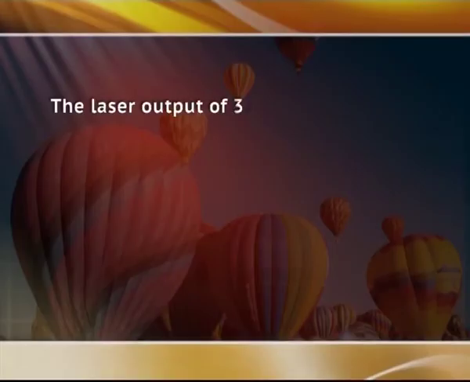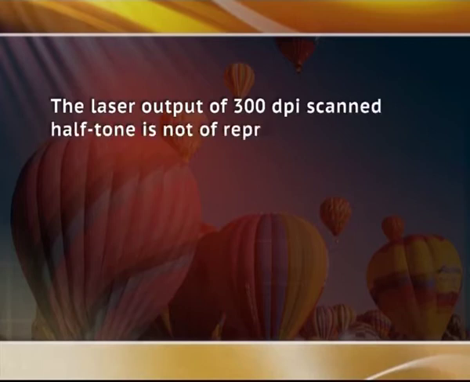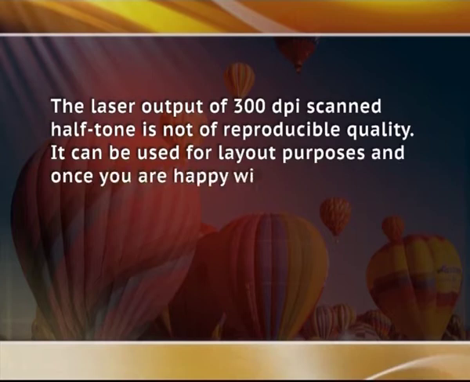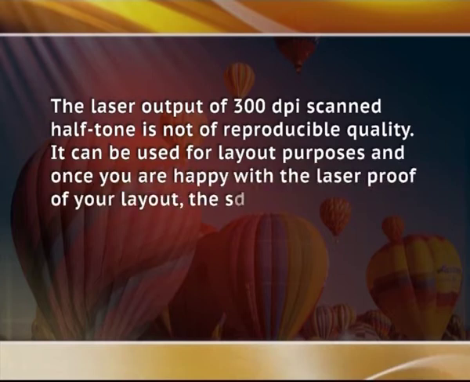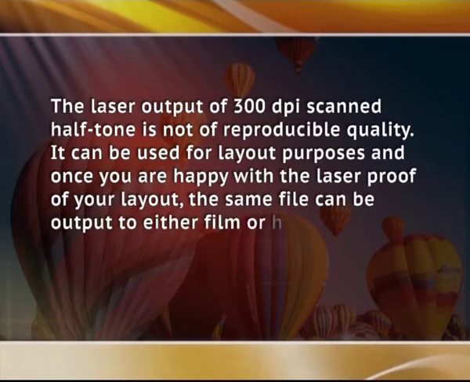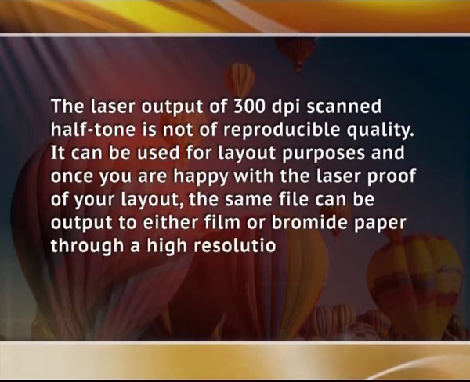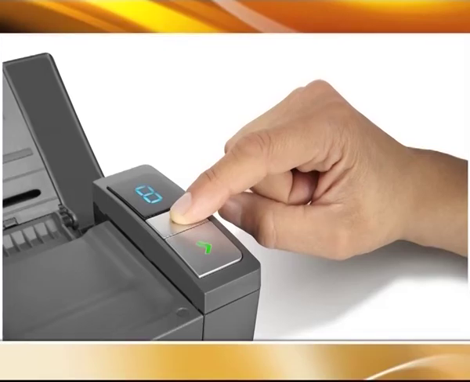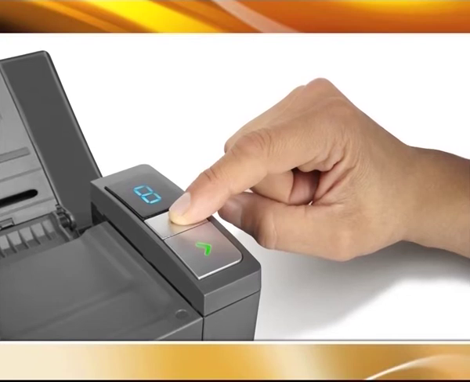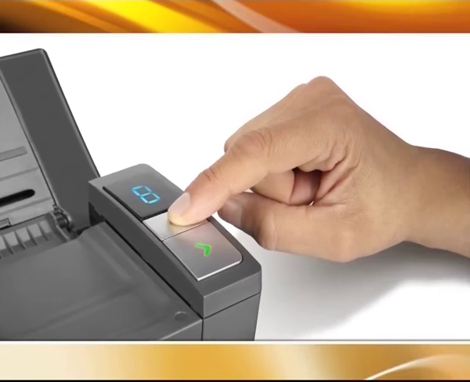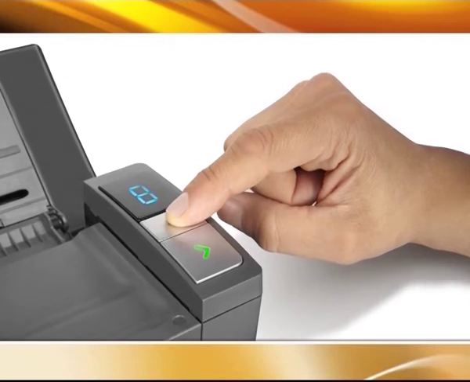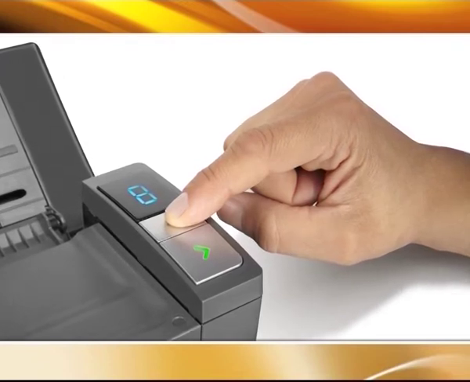The laser output of a 300 dpi scanned halftone is not of reproducible quality. It can be used for layout purposes, and once you're happy with the laser proof of your layout, the same file can be output to either film or bromide paper through a high resolution image setter for the purpose of printing. Multi-bit scanners capture the color information as RGB, red, green and blue. It is compatible with the computer's default color, which is also RGB, and therefore it is easy to handle the scanned image.